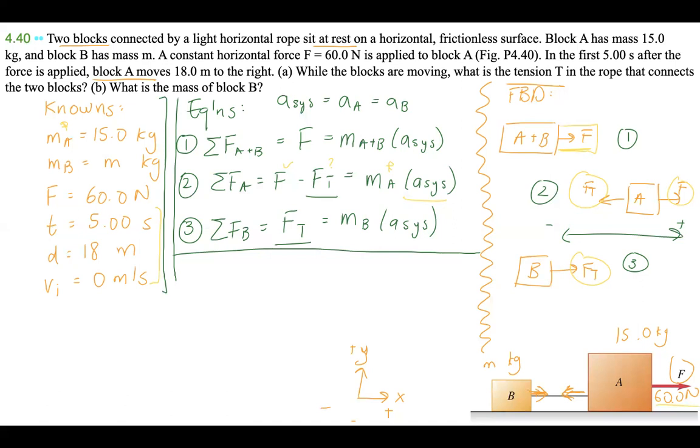So it seems like we can use equation 2. Let's look ahead at equation 3 just to see if there's more than one way to do this problem. We do not have the mass of B, because we're actually looking for the mass of B in part B. So no, we can't use equation 3, but we can use equation 2. Let's go ahead and do that to find the tension.